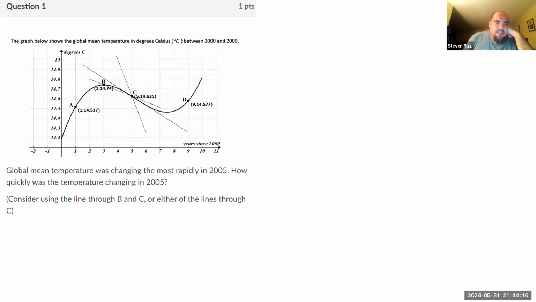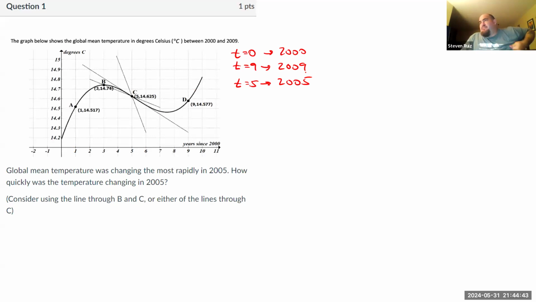So it looks like T equals 0 represents 2000, and T equals 9 represents 2009, so T equals 5 should be 2005. So how quickly was the temperature changing in 2005?